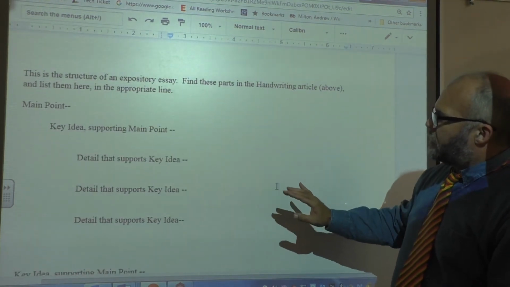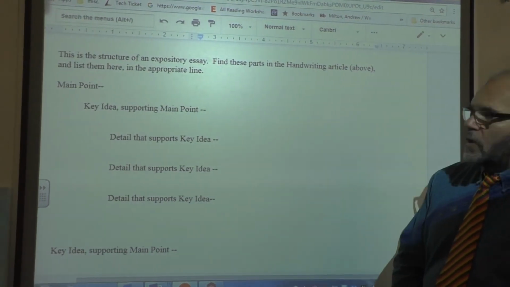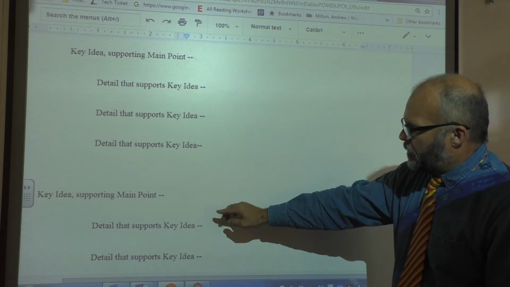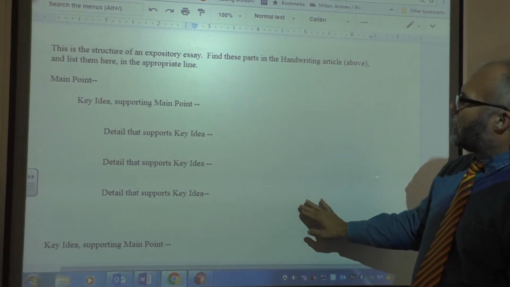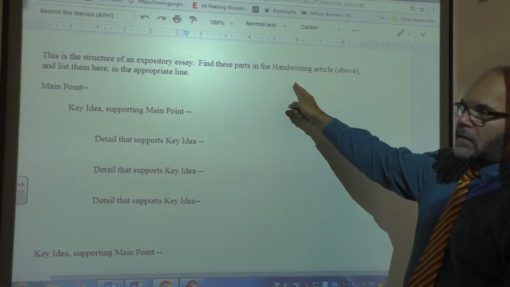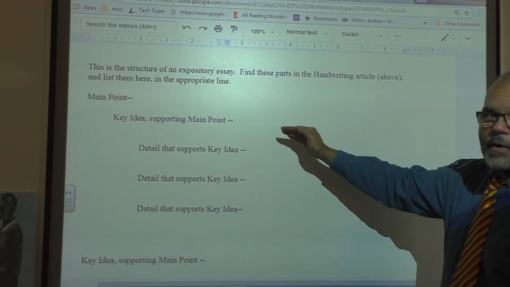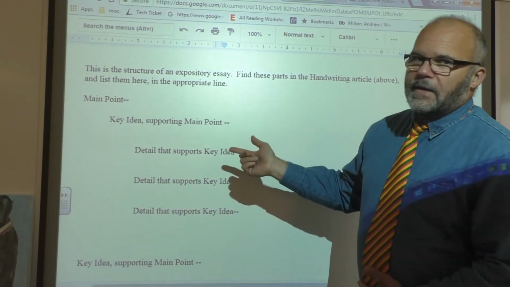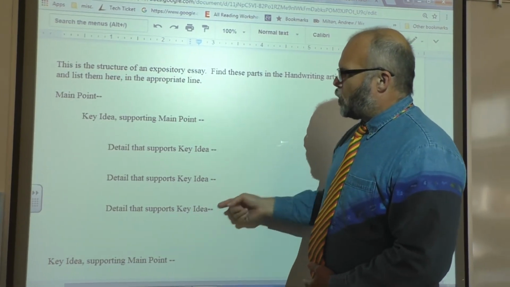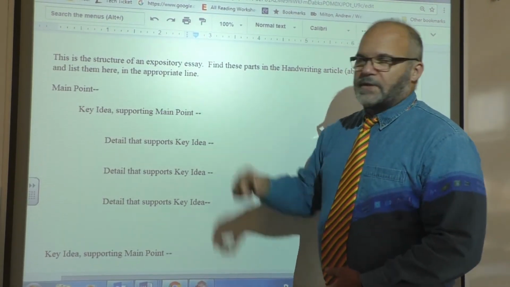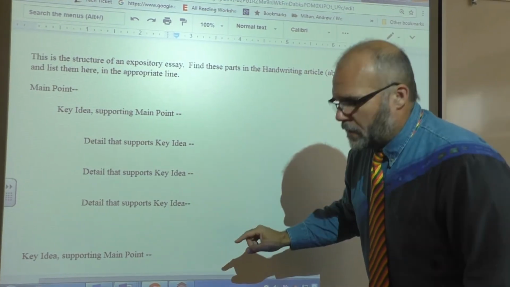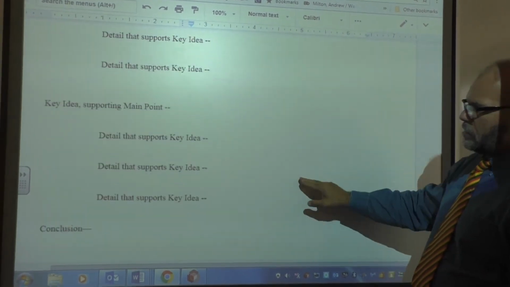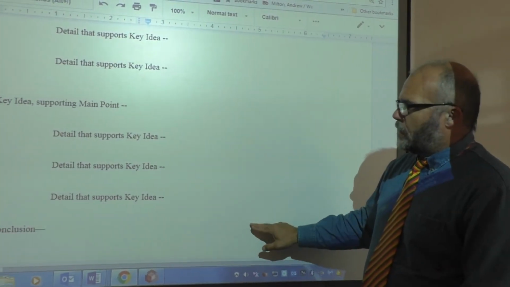Here's an easy expository essay structure: main point, key idea, supports for the key idea number 1, key idea number 2, supports for the key idea number 2, and so on. What I'd like you to do is go back to the handwriting article and plug in the appropriate material here. So whatever the main point of the handwriting article was, the first key idea supported that, and then the evidence that supported the key idea, that all supports the main point. Go ahead, in 3 or 4 words or bullet point kind of notes, write that there. There's space for 3 key ideas and support. Maybe you only need 2, whatever you think works.